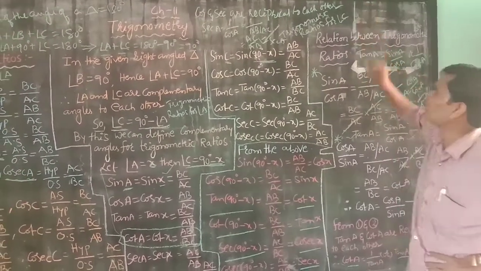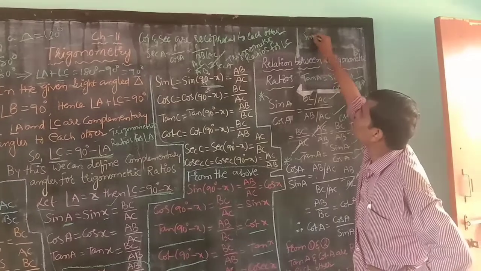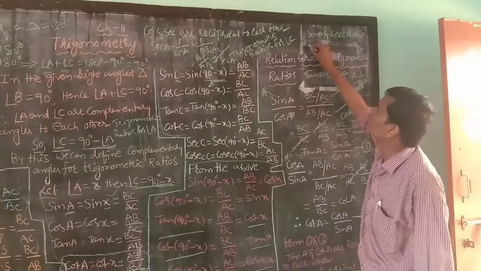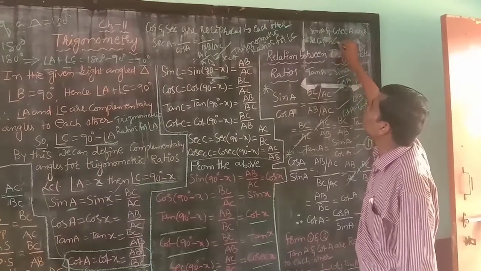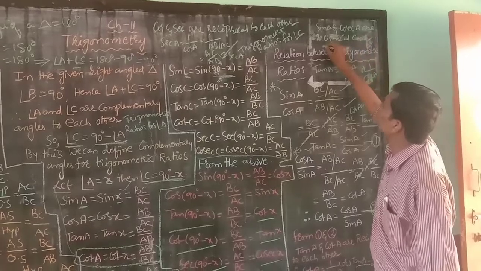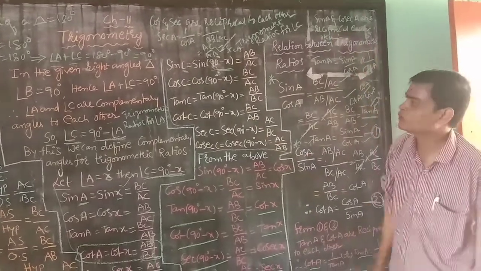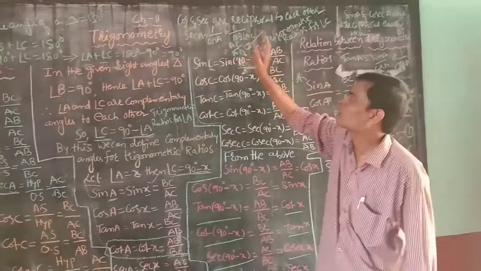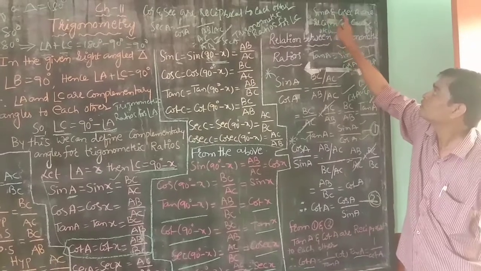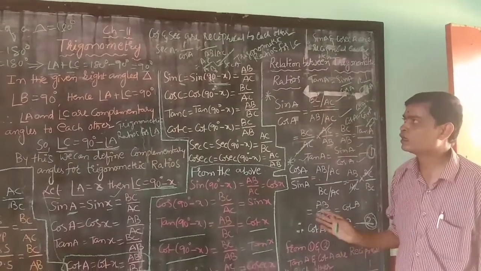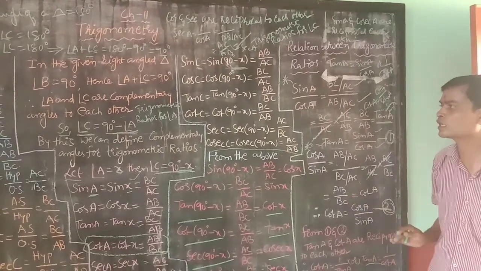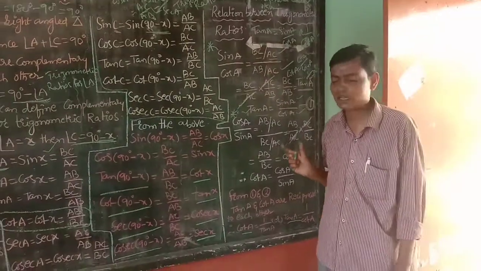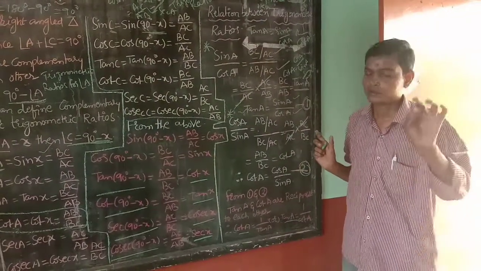And today's question is that sin A and cosec A are reciprocals of each other. Just substitute cosec A is equal to 1 by sin A, and you will get that cosec A is equal to 1 by sin A, or else sin A is equal to 1 by cosec A. So these are the different relations between the trigonometric ratios which we have in our syllabus. Thank you.